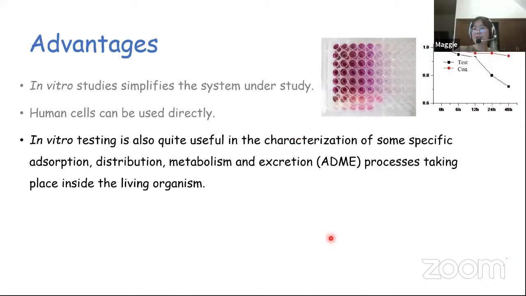And next, in vitro testing is also quite useful in the characterization of some specific absorption, distribution, metabolism, and excretion processes taking place inside living organisms, which means that we can use the cells rather than the whole animal to do the ADME evaluation. It makes the system much simpler for the study. And then we can get the predictor further confirmed in the animals. So this is also another advantage.